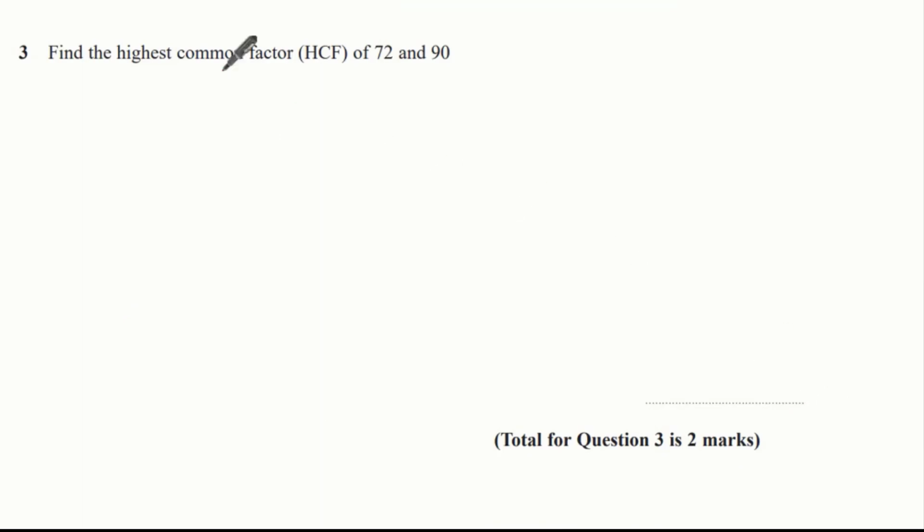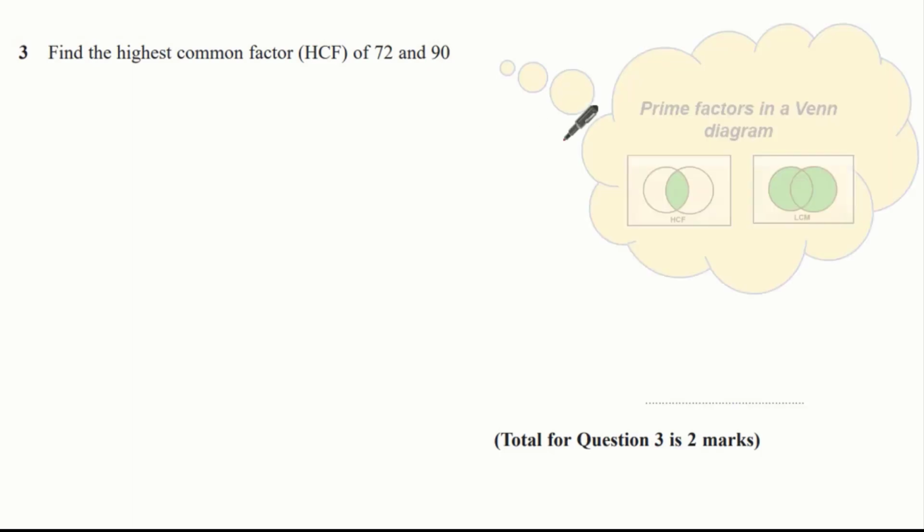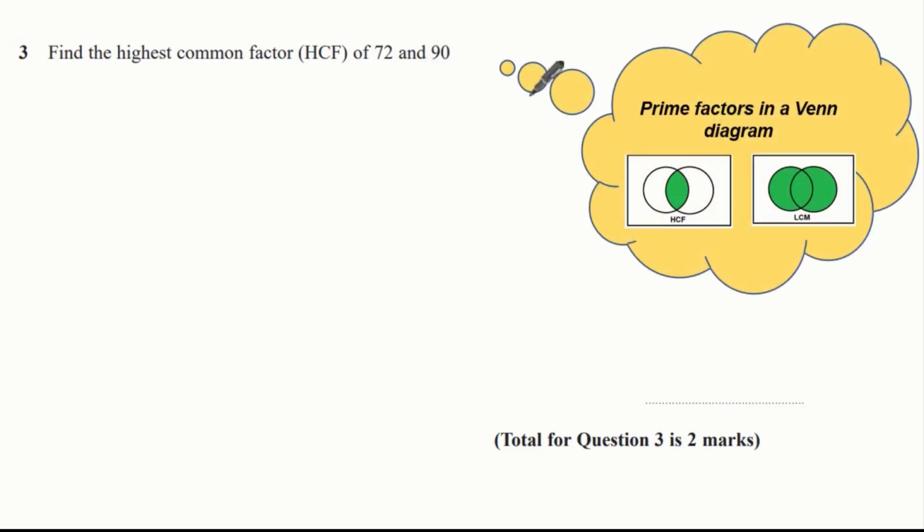Question 3 wants us to find the highest common factor of 72 and 90. A nice way to do this is to identify the prime factors of each number and put them in a Venn diagram. Remember, there's more than one way to get the solution. I like this method as it's quite visual. To find the highest common factor, you multiply all the prime factors in the intersecting area. To find the lowest common multiple, you multiply all the prime factors found in both of our circles. Given we want the highest common factor, we need to multiply all our prime factors in this intersecting area.